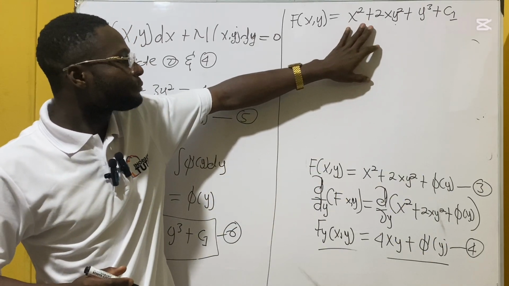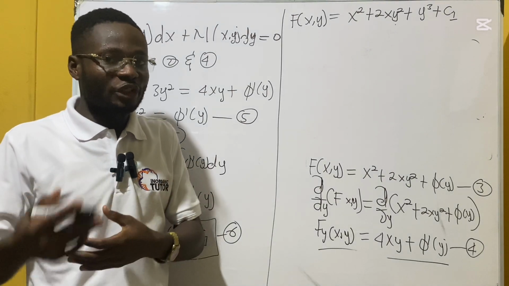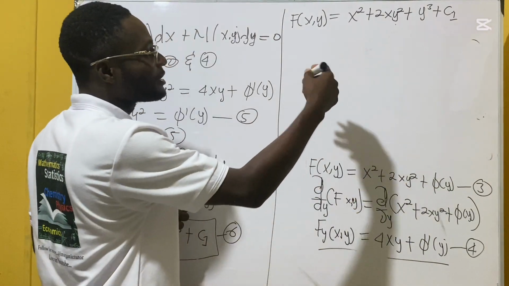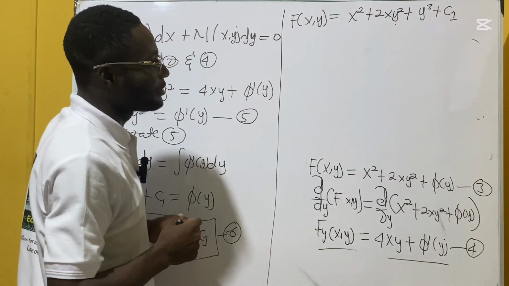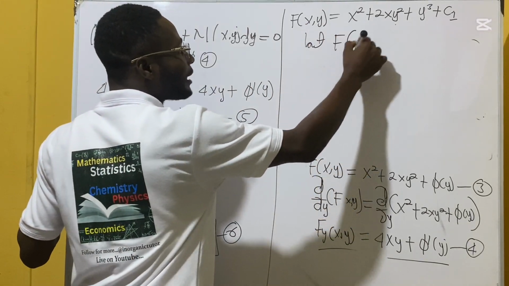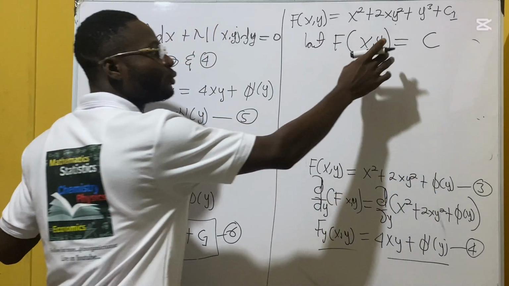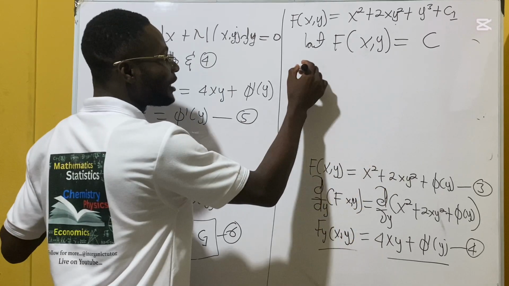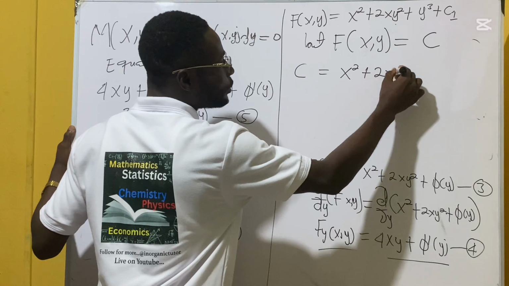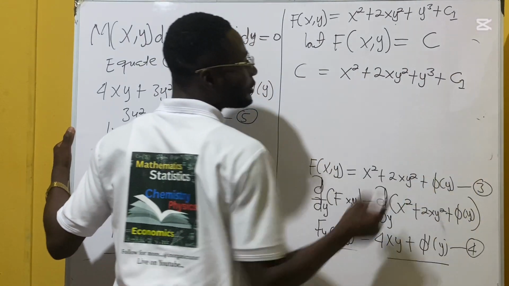Okay, so from here, what we are interested in, we have been able to get. There is basically nothing more we can do about that. So basically, we know that f of x and y is equal to c. Once we know that, then we can say that c is equal to x squared plus 2xy squared plus y cubed plus c1.